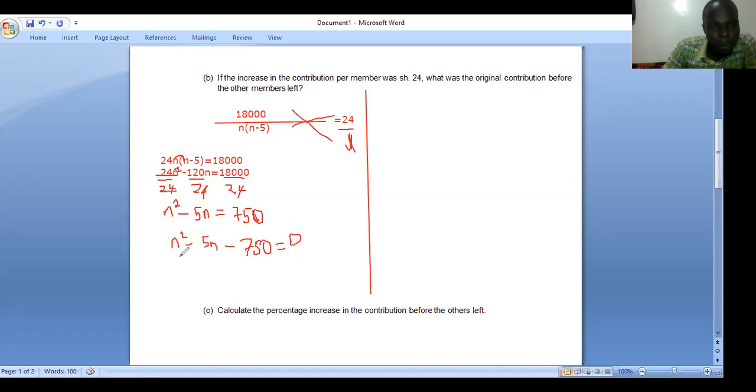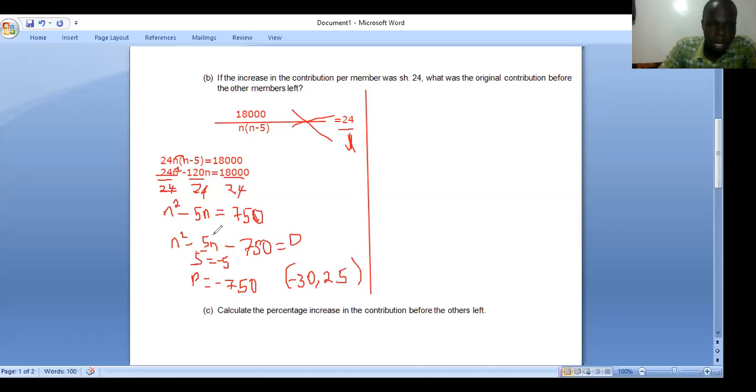So we are looking for two numbers whose sum is negative 5, according to quadratic equation properties, and product is negative 750. Two numbers that if you multiply, you get negative 750, and if you add those two numbers, you get negative 5. 30 times 25 is there. But the sum is negative and the product is negative, so you negate the bigger value. The numbers are negative 30 and 25. Those are the values.